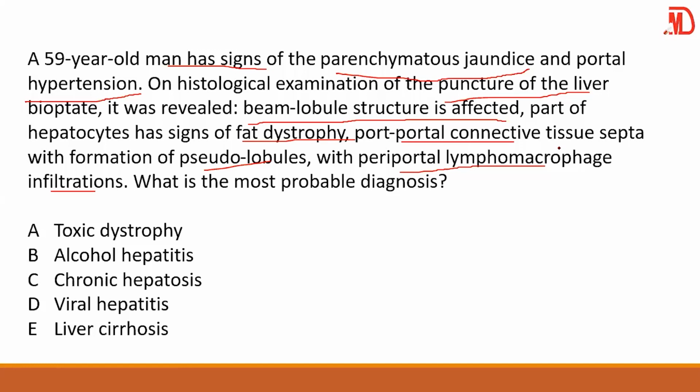The term whereby the hepatocytes, the normal cells of the liver, are being replaced with scar tissue or fibrous tissue, we'll call liver cirrhosis, which is the final stage of liver disease. So here we are talking about E. Okay.